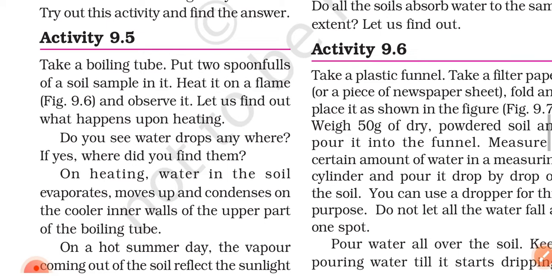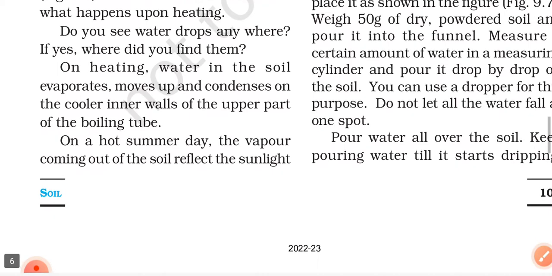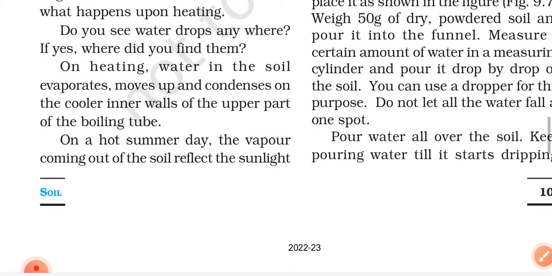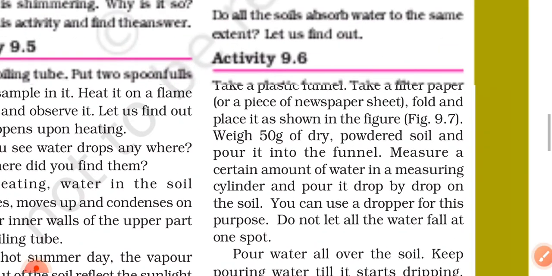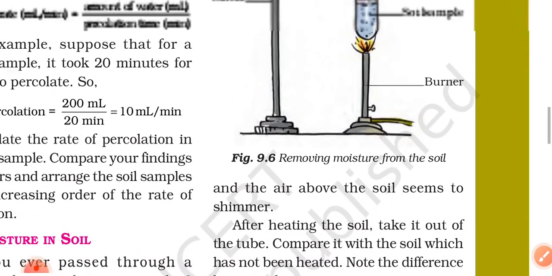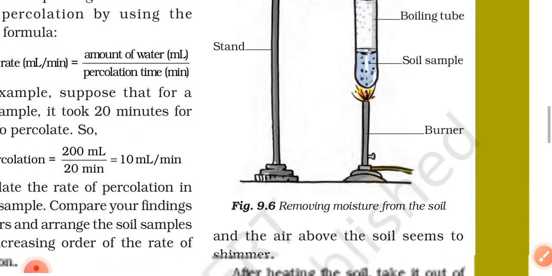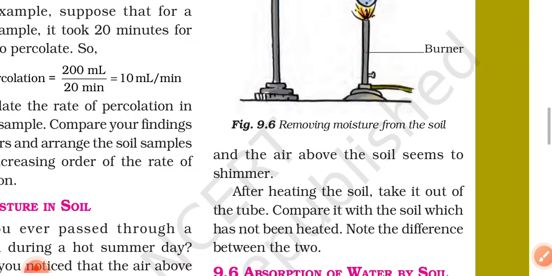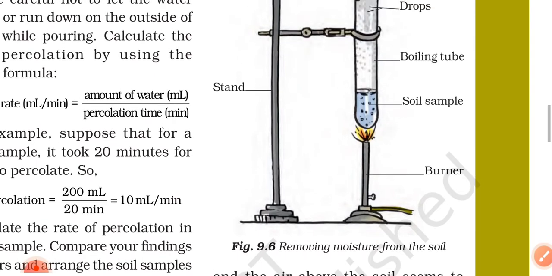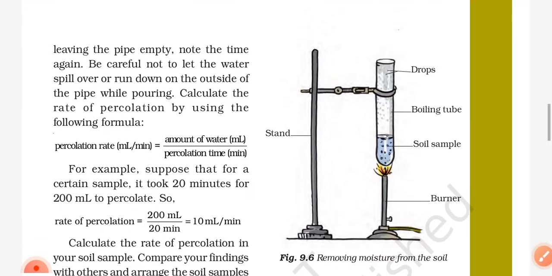Do you see water drops anywhere? If yes, where did you find them? On heating, water in the soil evaporates, moves up and condenses on the cooler inner wall of the boiling tube. On a hot summer day, the vapor coming out of the soil reflects the sunlight and the air above the soil seems to simmer. This is figure 9.6, removing moisture from the soil.